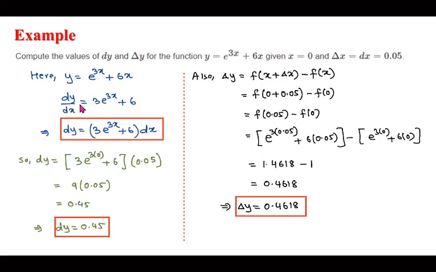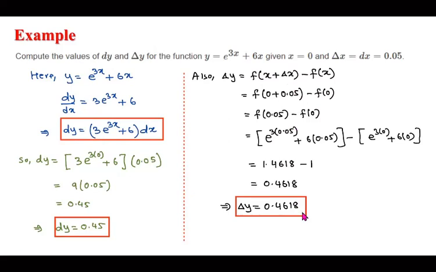You find the derivative and multiply on both sides by delta x to get that dy. But if you want to get the delta y, it is a change in the y value. So it's a final y value minus initial y value, which is f of x plus delta x minus f of x. If you can remember that, you can easily perform the calculation.